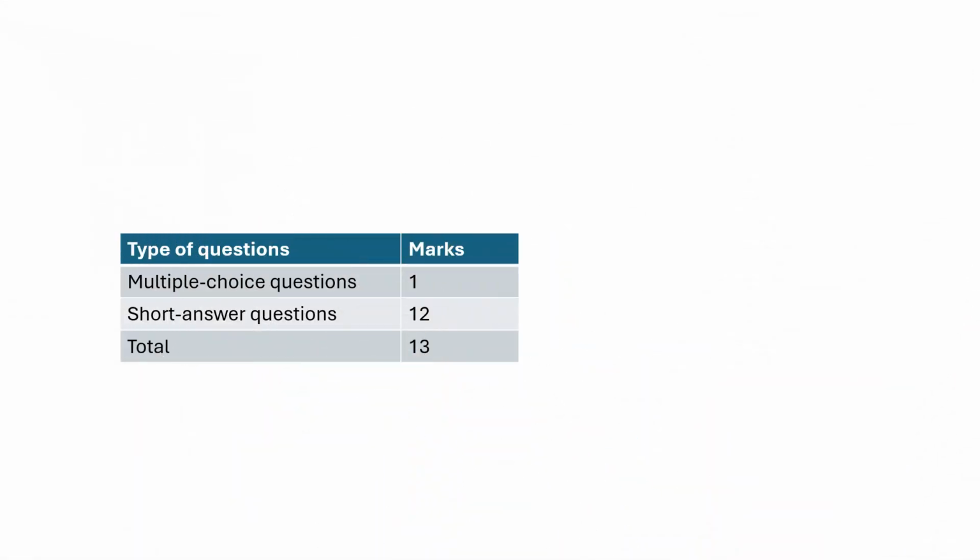The section on electrolysis and rechargeable cells is worth a total of 13 marks. This includes 1 multiple-choice question worth 1 mark and 1 short answer question worth 12 marks. This 13-mark section represents 10.8% of the total possible score of 120 points.